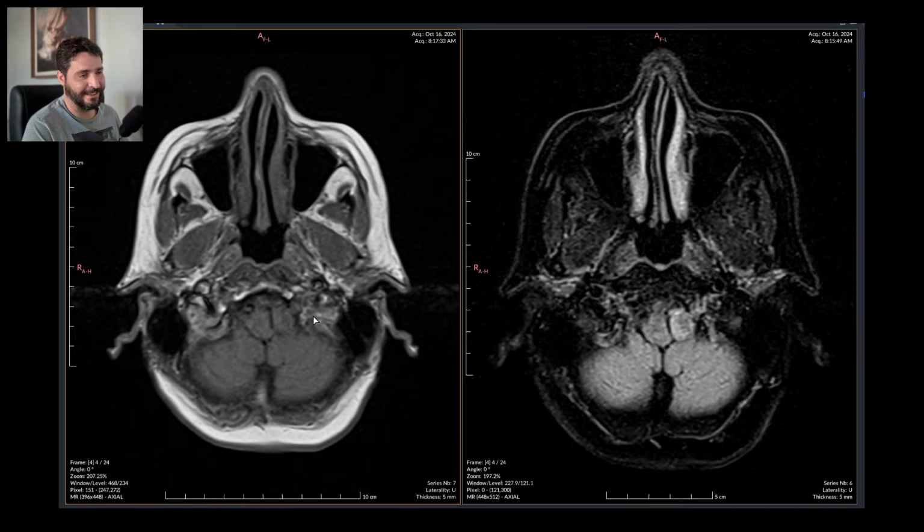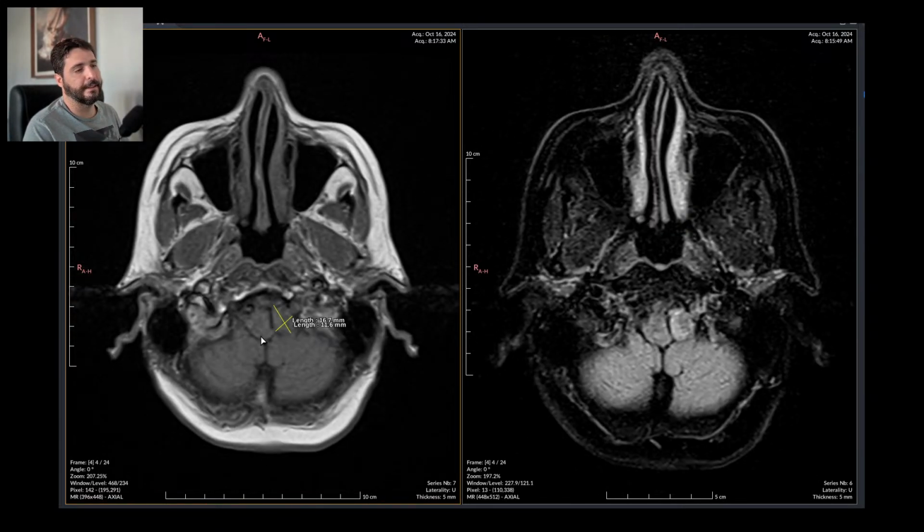So getting back to the scan, I'm pretty sure this is a meningioma of the foramen magnum right there. Let me just write that down. 1.6 by 1.1.